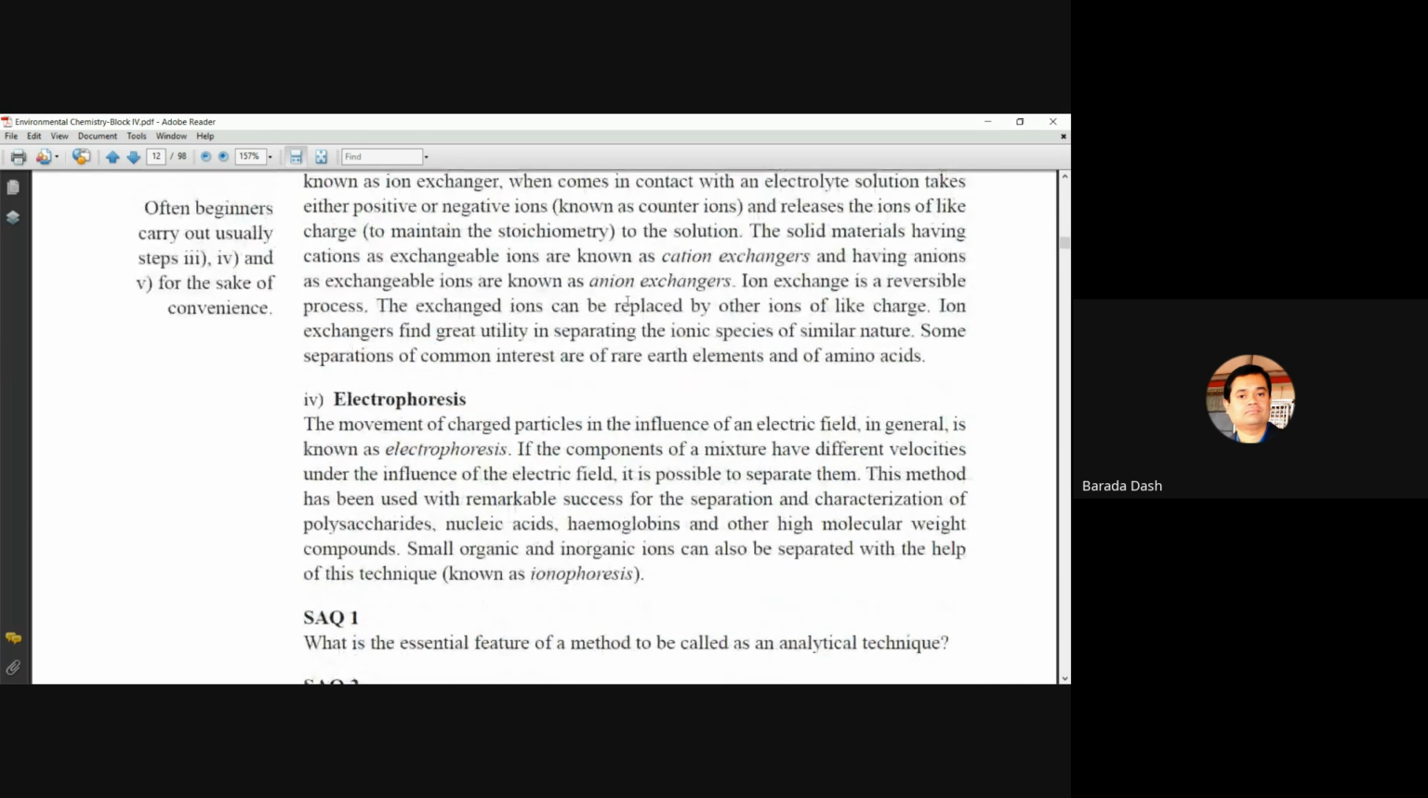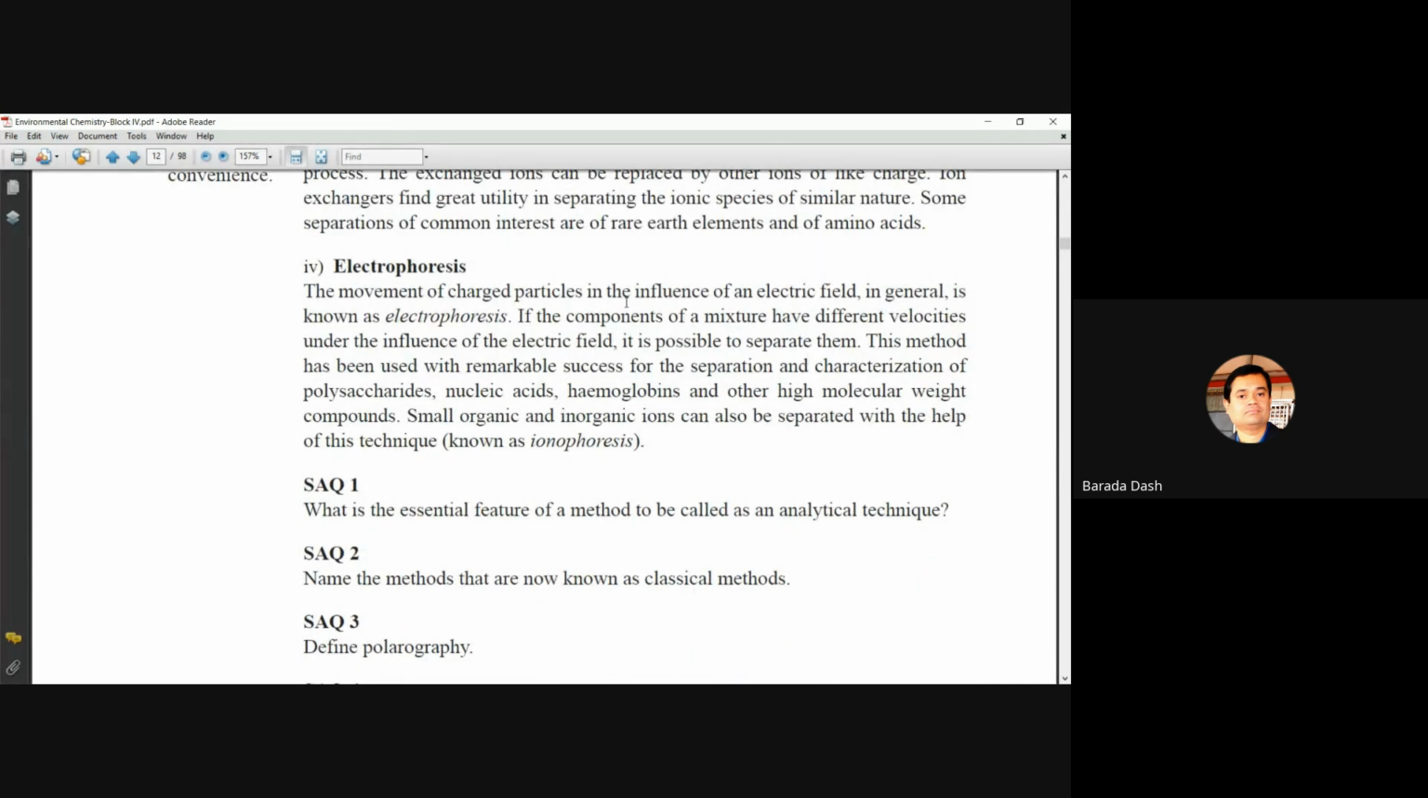Electrophoresis is the movement of charged particles under the influence of an electric field, in general known as electrophoresis. If the components of a mixture have different velocities under the influence of the electric field, it is possible to separate them. This method has been used with remarkable success for separation and characterization of polysaccharides, nucleic acids, hemoglobin, and other high molecular weight compounds. Electrophoresis is useful for separation of high molecular compounds.